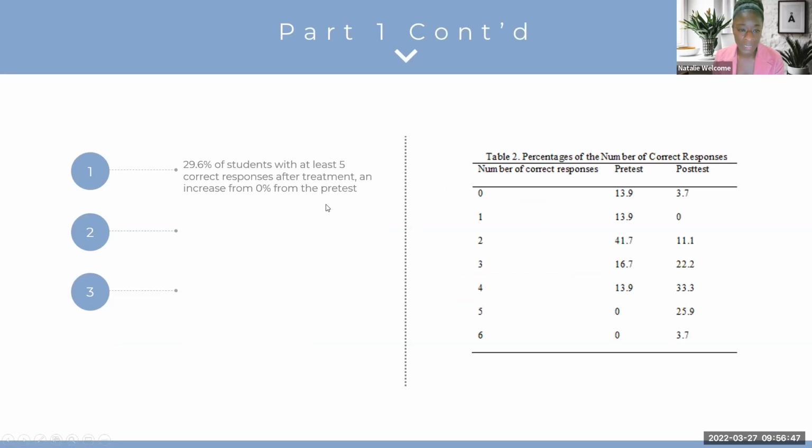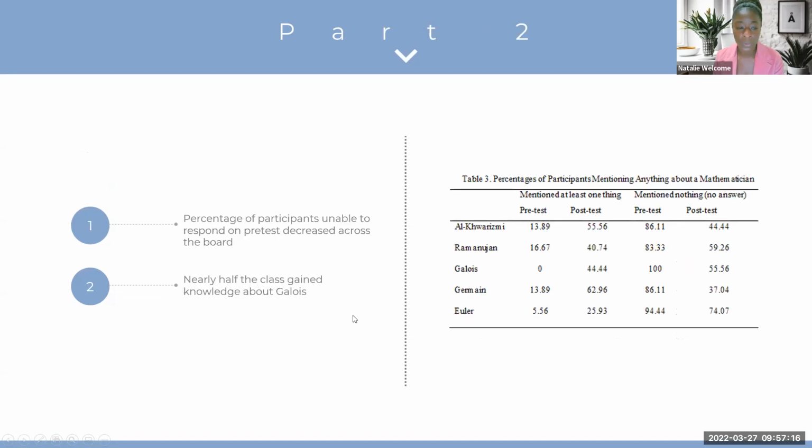But we also analyzed the responses in the pre-test and post-test and identified that 29.6% of students had at least 5 correct responses after treatment, which was an increase of 0% from the pre-test. The percentage of participants not able to provide any correct responses decreased from 13.9% to 3.7%. So we saw increases across the board. And the percentage of participants unable to respond on pre-tests decreased across the board because there were open-ended questions. Nearly half the class gained knowledge.